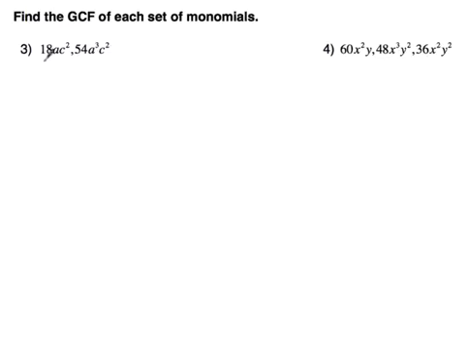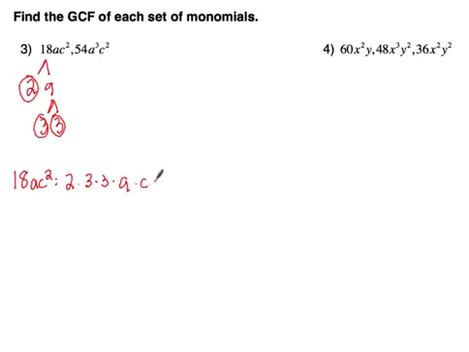So I'm going to break down 18. 18 breaks down into 2 and 9. 2 is a prime number. 9 breaks down into 3 and 3, both prime numbers. Okay, so that one's broken down. So 18 A C squared breaks down into 2 times 3 times 3 times A times C times C. Okay, and not so pretty, but functional.